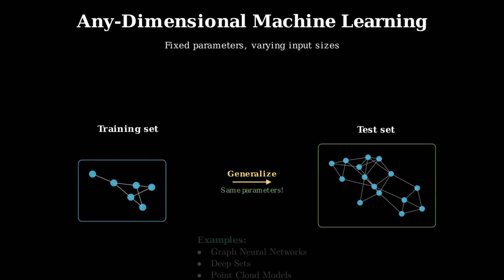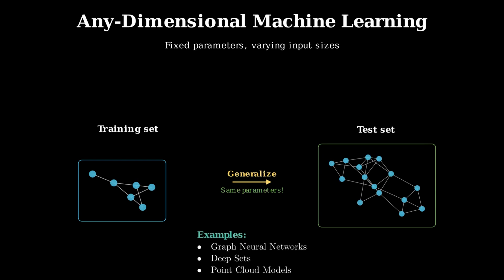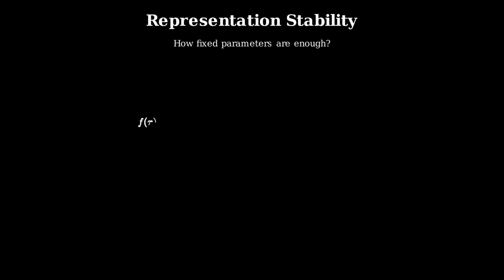Examples include graph neural networks, deep sets, and machine learning models on point clouds, all sharing the property that one architecture handles any input dimension. How can a fixed number of parameters handle any dimension? Consider linear functions of x in R^d. A general linear function has d parameters, one weight per coordinate.